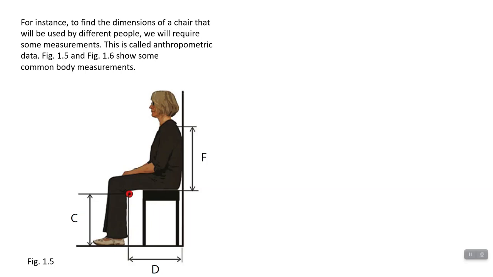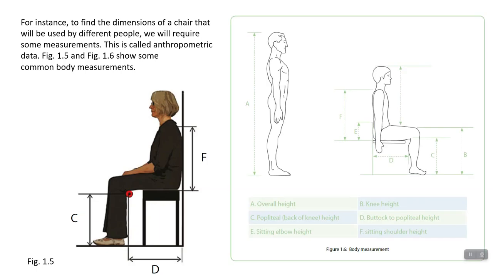So for example, the height of the seat will be determined by the height of the legs of the person, the backrest also. The height of the backrest will depend on the back of the person. So every person has a different body size. So a chair may fit someone, but not another. So the overall size of a body is very important.